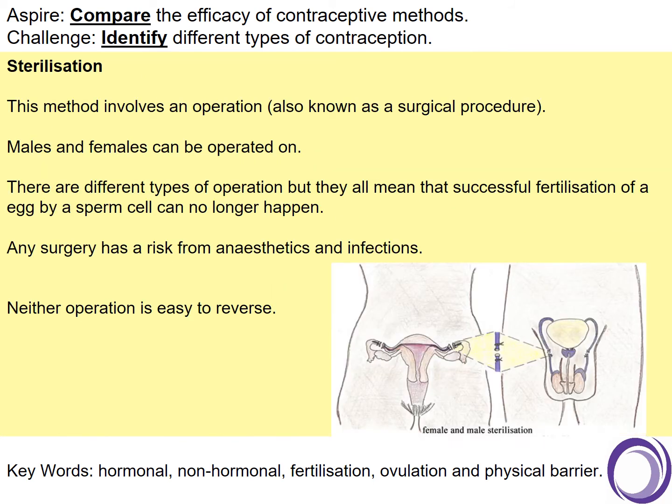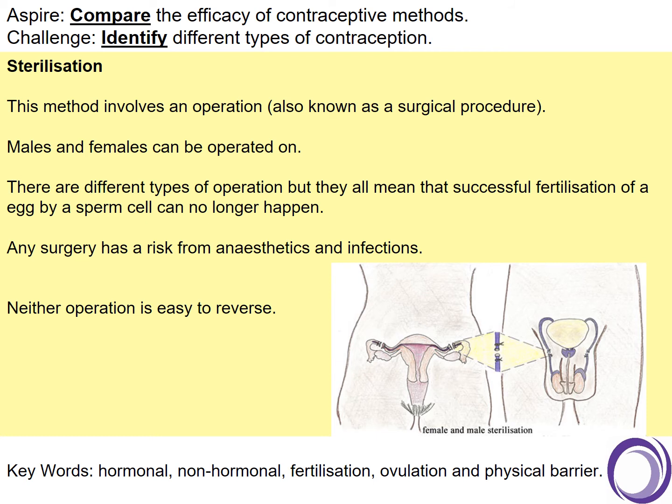And then we have the method of sterilisation. Now, this is really only suitable for people who have decided they absolutely do not want to have any more children. It is an operation, so that's also known as a surgical procedure. It can be done to both men and women, so males and females can both have their own separate operation.